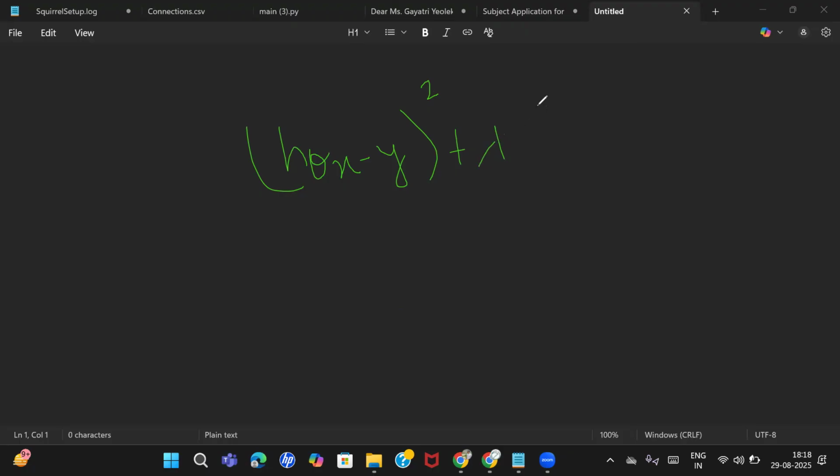Instead of squaring the slope, what we are going to do is take the mod. We are not squaring it, but we are taking the mod of our slopes. Okay. So this is basically lasso. And lasso, we also call it L1 regularization.